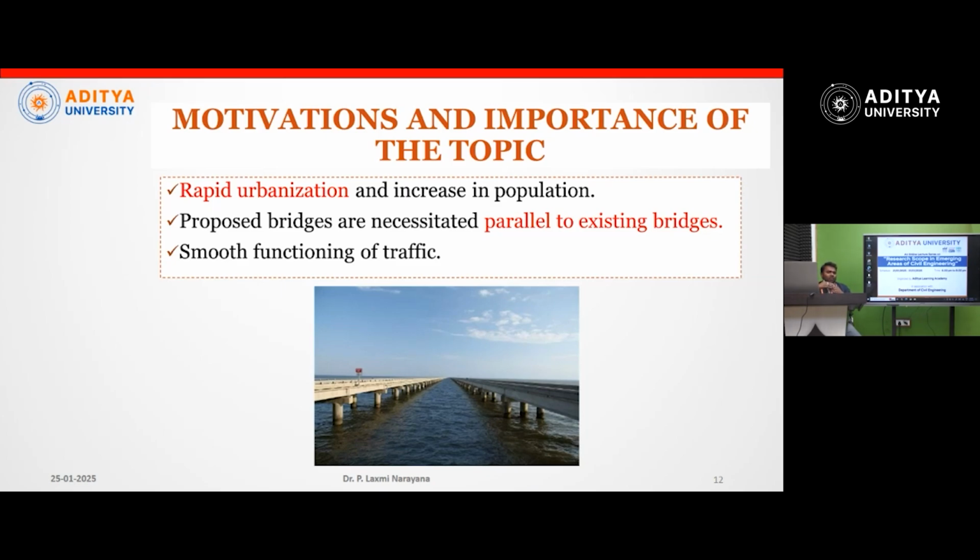I need to construct a new bridge with respect to the existing one. Now the new pier should be in either a tandem position or a staggered position. If it is staggered, at what degree? All these things I studied in my research. The ultimate aim is to provide smooth functioning of traffic and reduce accidents. That is the main motivation of the research.